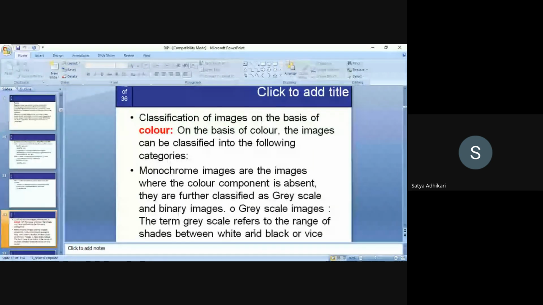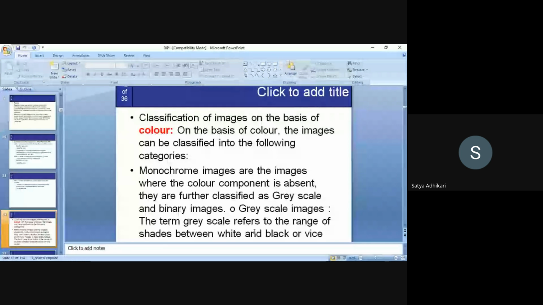Besides vector and raster, an image can be classified on the basis of color. On the basis of color, images can be classified into the following categories: monochrome images, or images in which the color component is absent. They are further classified as grayscale. As we discussed, gray level values, grayscale.